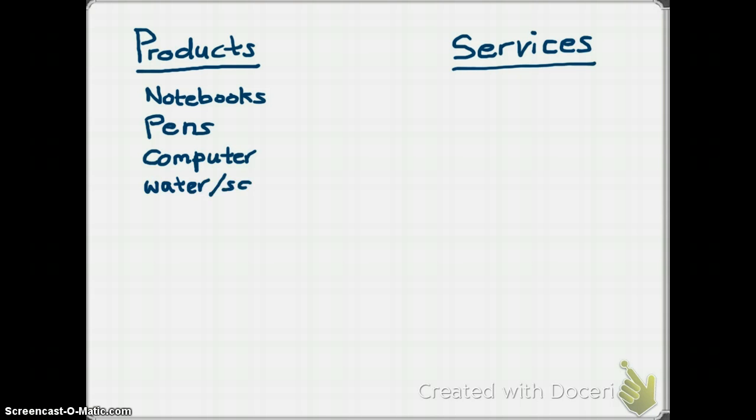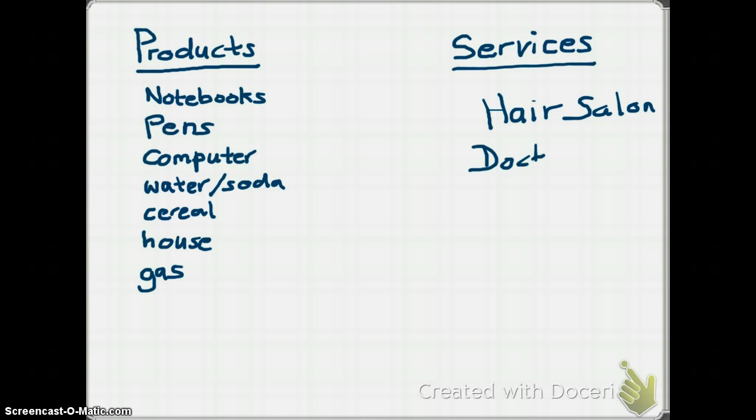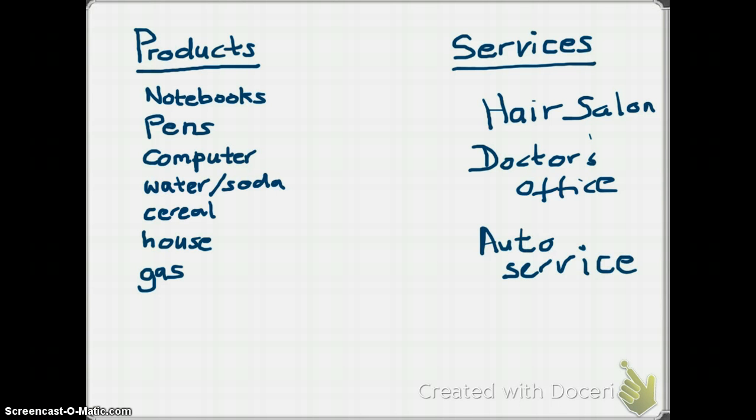You're probably watching this on a computer. We all have either water or soda in our house. You have cereal. You live in a house. We all use gas for our cars. Let's look at some services. Most of us go to hair salons, doctor's offices, and also most of us use auto services whenever our car breaks down or for tune-ups.